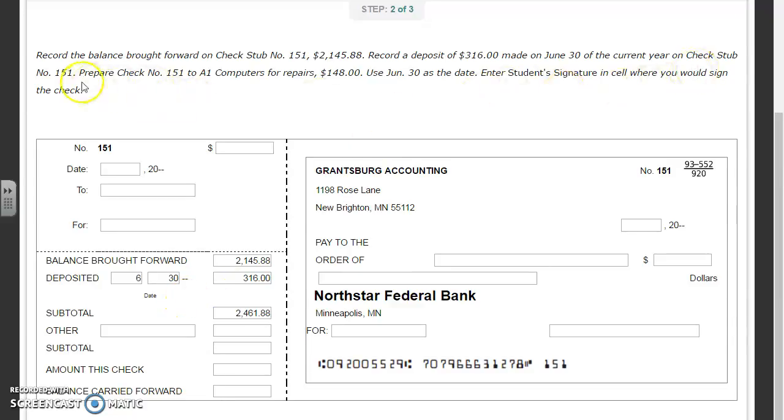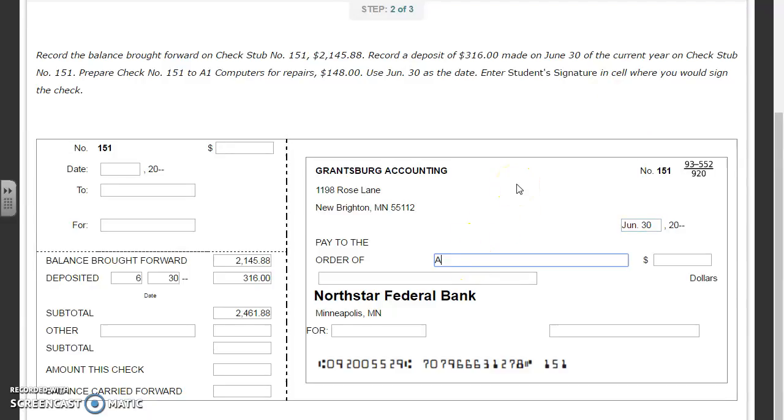Okay, next part. It says now we're going to go ahead and prepare check number 151 to A1 Computers for repairs for $148. Use June 30th as the date. Enter student signature in the cell where you would sign the check. So we're preparing this check. We're going to do it on June 30th. So June, JUN period 30.